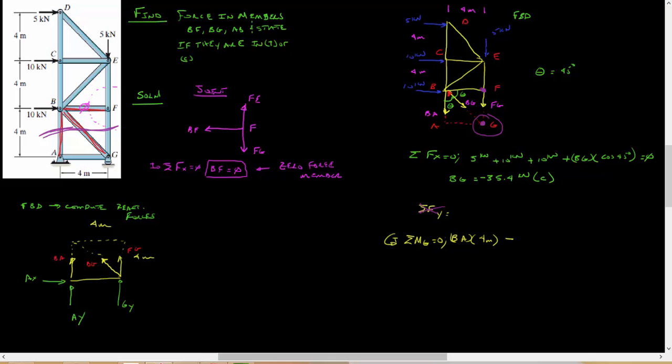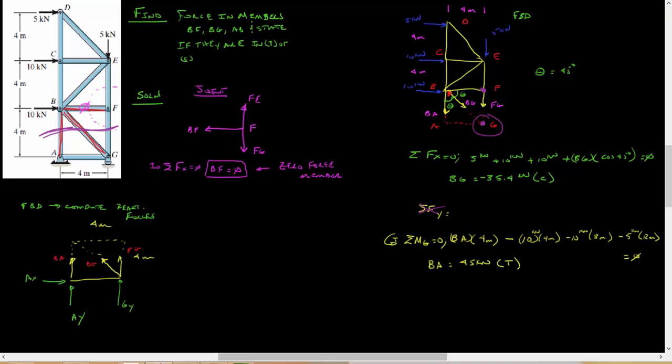Now I don't need to worry about this 5 kilonewtons because it has no perpendicular distance. It's just going straight to the point. BG is the same, and so is FG. So all I have is 10 kilonewtons times 4 meters minus 10 kilonewtons times 8 meters minus 5 kilonewtons times 12 meters is all equal to 0. So calculating this, I get BA is equal to 45 kilonewtons.